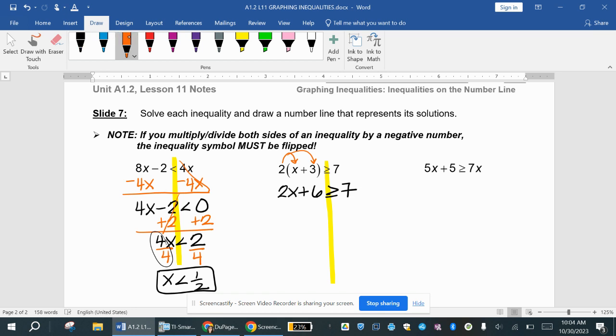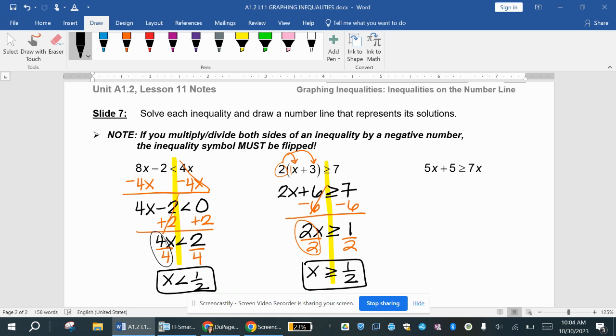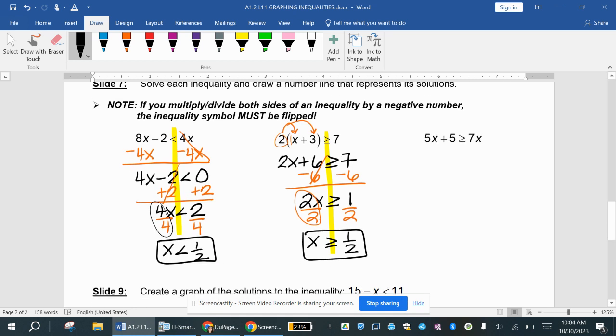Remember, when you're distributing, you want to multiply the 2 times 1x and 2 times 3. Sometimes you guys forget to distribute to both terms. You have to distribute to both terms. Okay, notice that again, I am dividing both sides by positive 2, so there is no need to flip the inequality. You can also write your answer as 0.5, okay, for both of these. So this one wants all the answers less than a half. This one wants all the answers greater than or equal to a half.